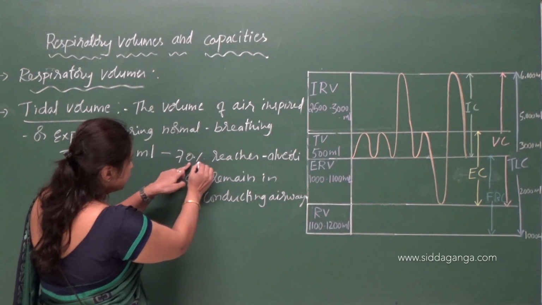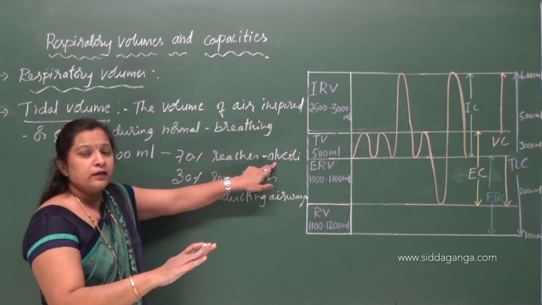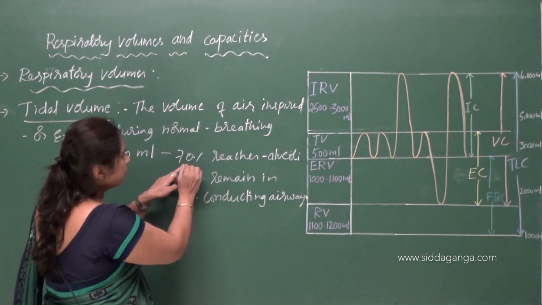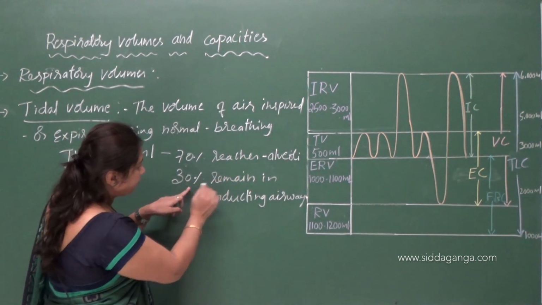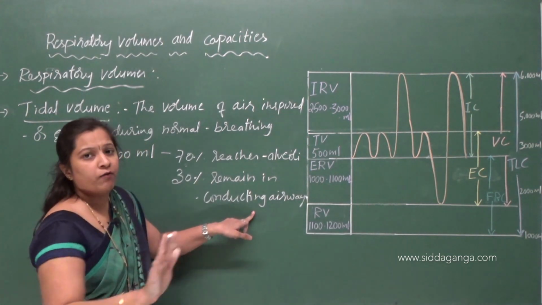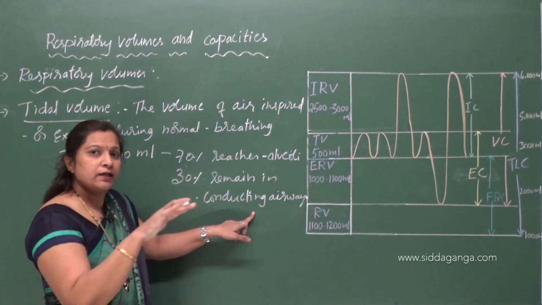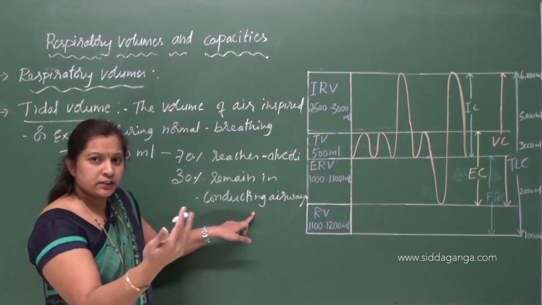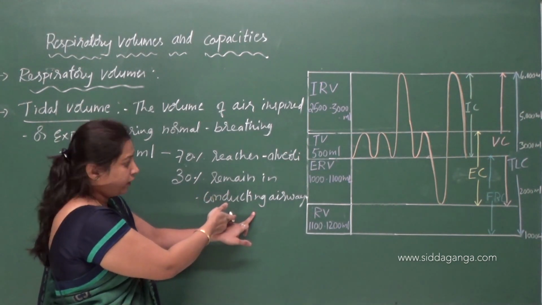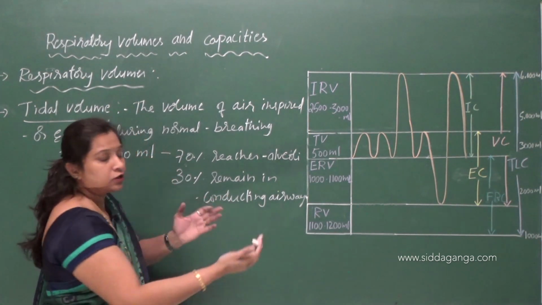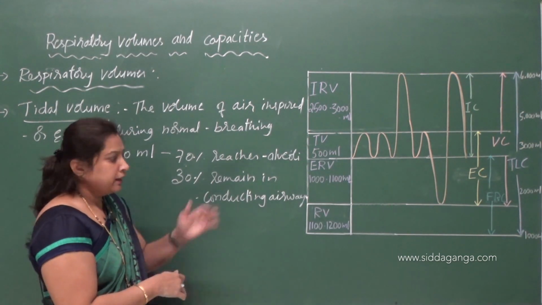So only the amount of air that reaches the alveoli is involved in the gaseous exchange. So this is the volume of air that is available for gaseous exchange. What about the 30% of air that remains in the conducting airways? No, it is not available for gaseous exchange because it will not reach up to the alveoli. The alveoli is the area where gaseous exchange can take place. So this volume of air is not involved in the respiratory exchange.